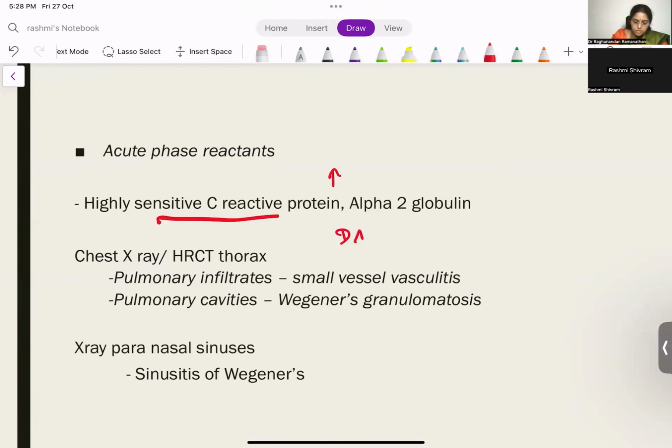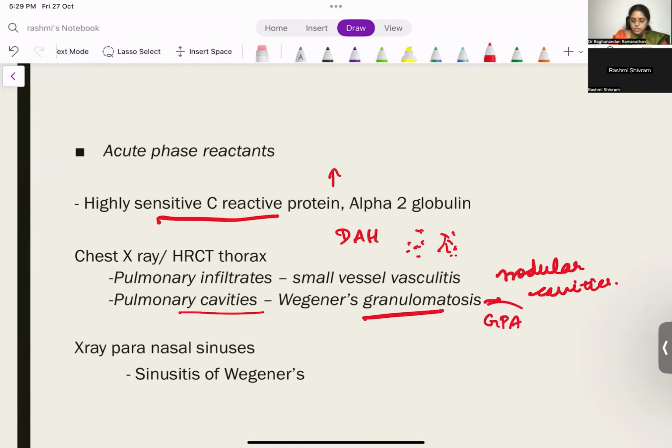One was when the patient is presenting with diffuse alveolar hemorrhage, they will have diffuse pulmonary infiltrates, right? That is diffuse alveolar hemorrhage. We saw some pulmonary cavities, nodular cavities, right? Cavitating nodules. That is seen in Wegener's granulomatosis, or granulomatosis with polyangiitis as it is called, right? Cavitating nodules will be there. X-ray of the paranasal sinuses, what will you have? You will have sinusitis, again in Wegener's, right?